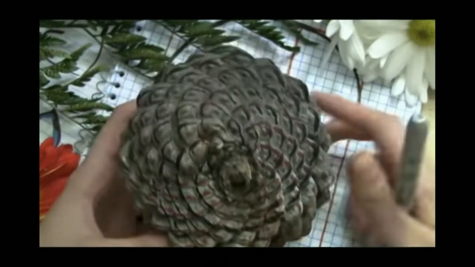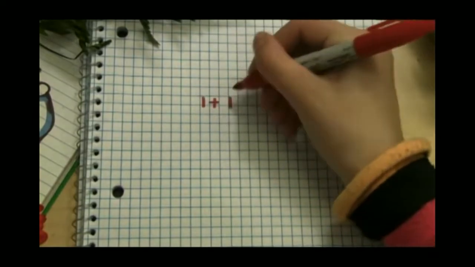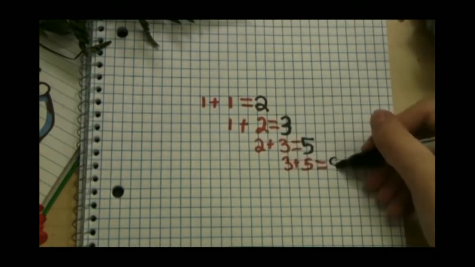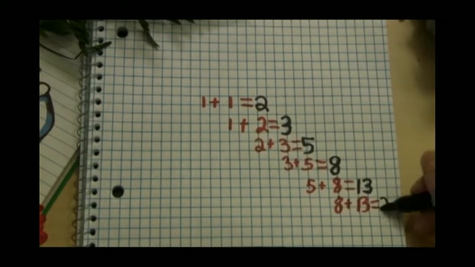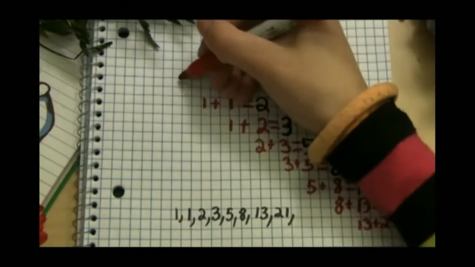Look familiar? 8 and 13 are both numbers in the Fibonacci series. That's the one where you start by adding 1 and 1 to get 2, then 1 and 2 to get 3, 2 and 3 to get 5, 3 plus 5 is 8, 5 plus 8 is 13, and so on. Some people think that instead of starting with 1 plus 1, you should start with 0 and 1.